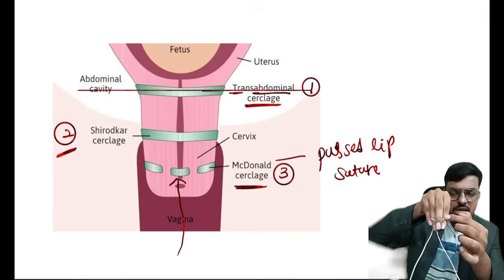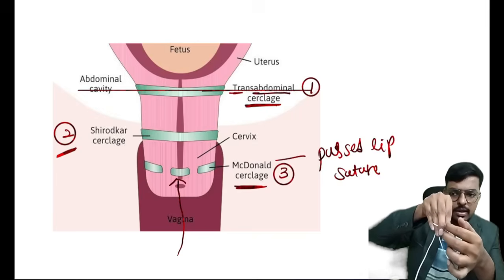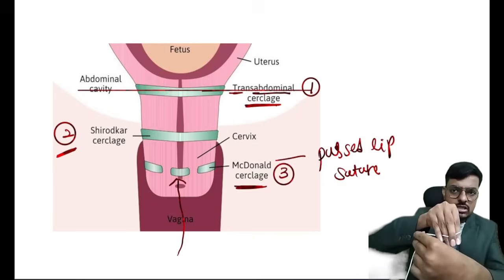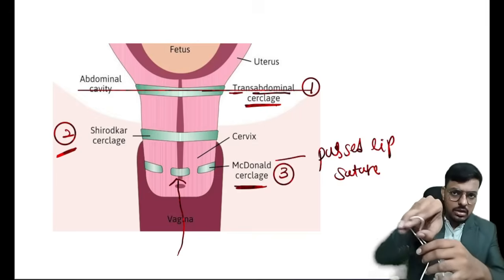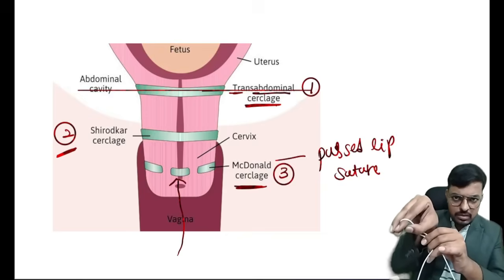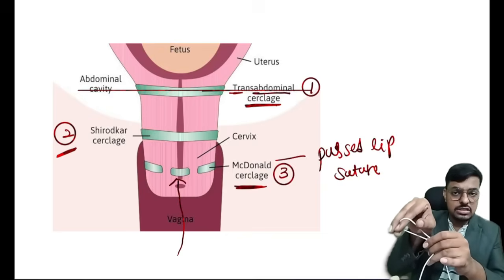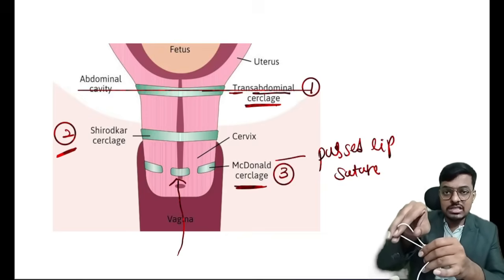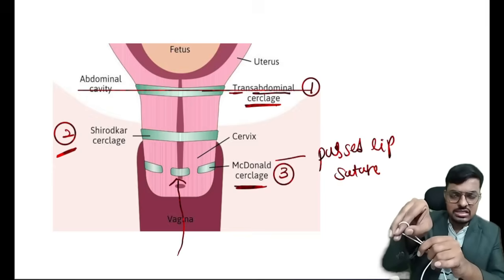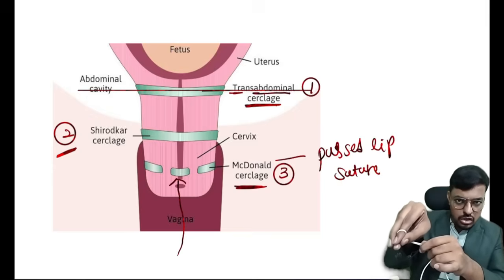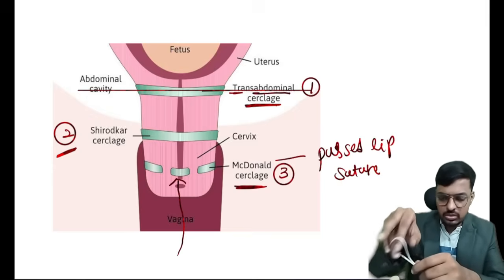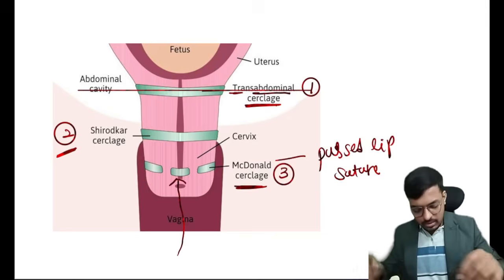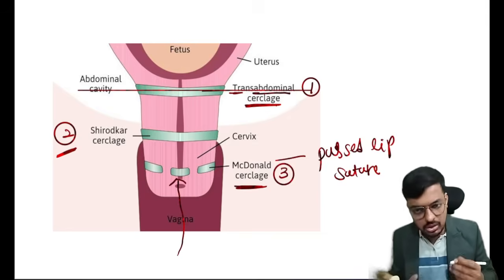One part is above and the next part is below, above then below. This is like making the string of a purse, like the old ladies have a purse with a string. They pull it and lock their purse. That kind of suturing we are doing here. We can look at the image also.